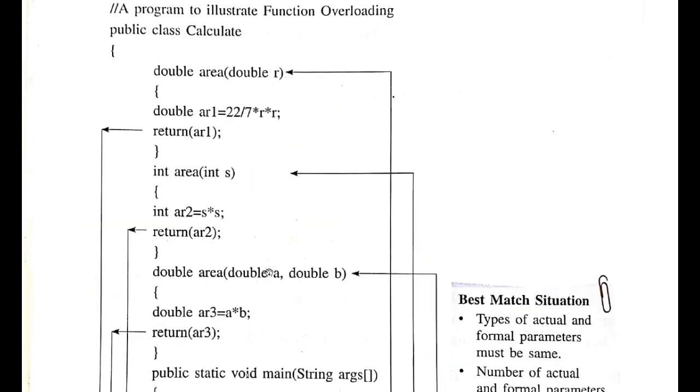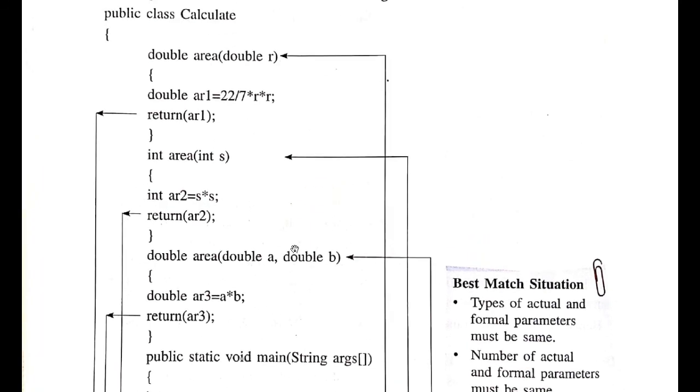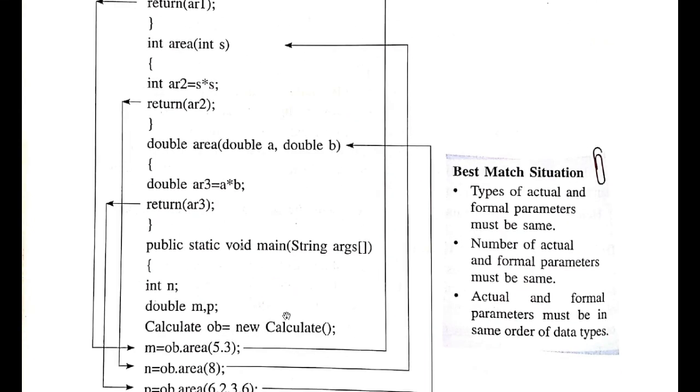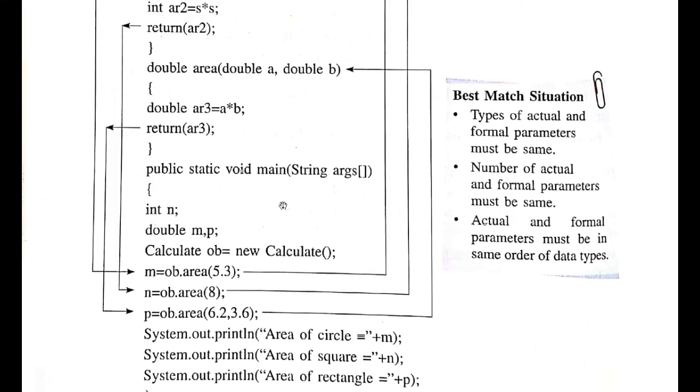So what you can understand here, the function name is area, parameter double R. Here the function name is area, parameter int s. Here the function name is area, parameters are double A comma double B. So the definition satisfies all the function names are same but different arguments. Please go through the program, then you will understand. You can try this program in your BlueJ system.